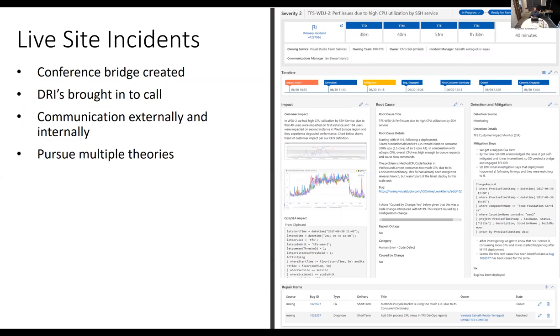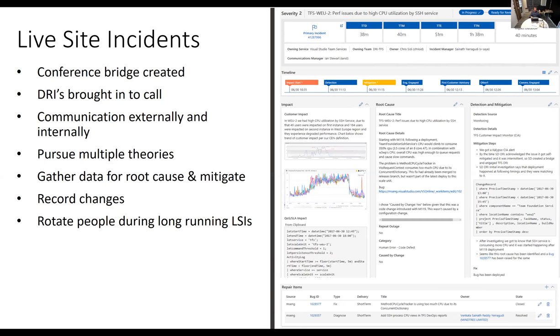Depending upon the severity of the problem, you do more or less fan out on investigations. If it's a very serious problem, we'll usually have three or four different teams pursuing different theories on what could be the cause of it, culling as we start to realize, oh, that doesn't look like a promising cause, then we'll cull that one and maybe look at the next one. Gather lots of data for root cause, figure out how to mitigate, record everything you've done.